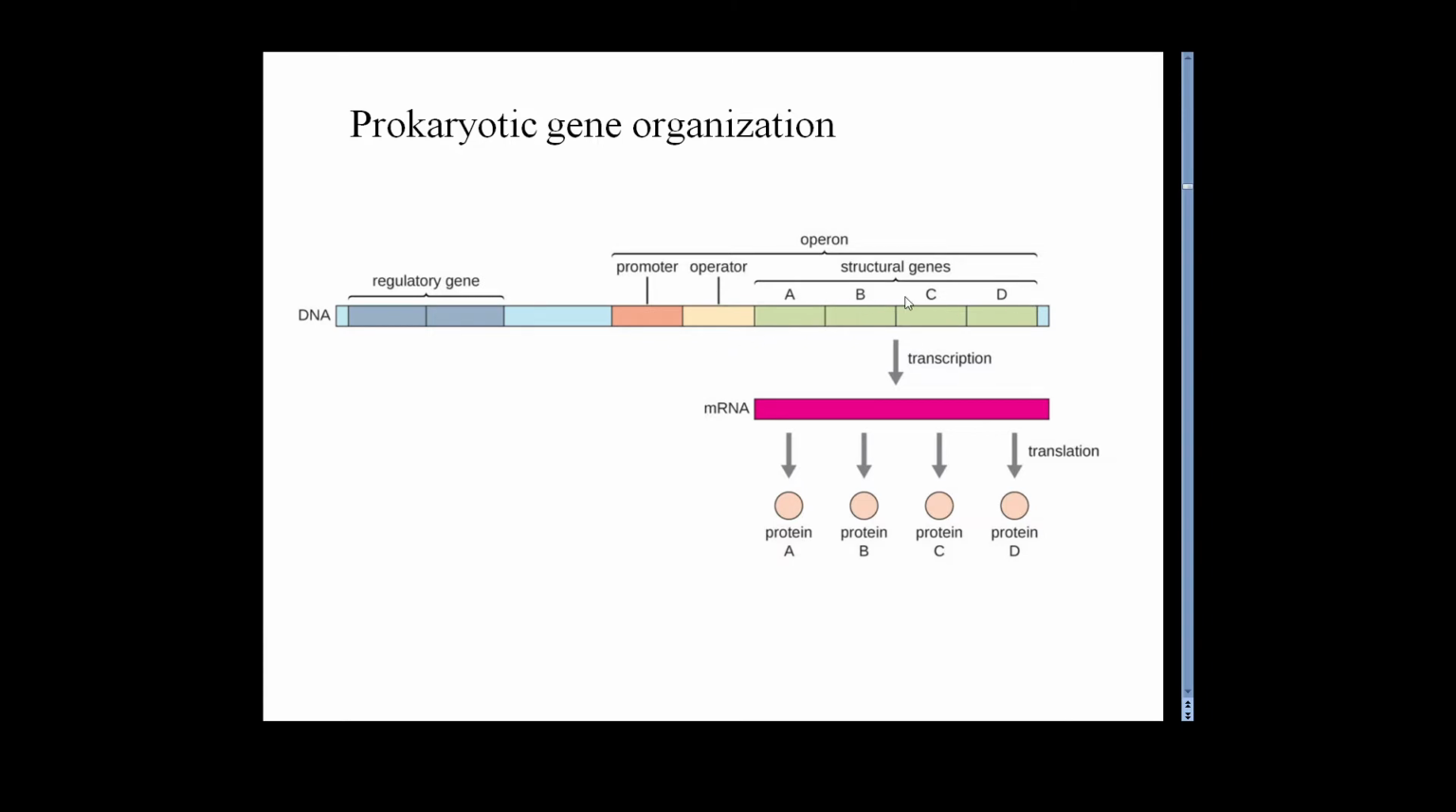Transcription of all genes, the structural genes, which are also called cistrons, is regulated by the same promoter, and all genes will be transcribed simultaneously. And later, the messenger RNA will be a template for multiple proteins. All or nothing.